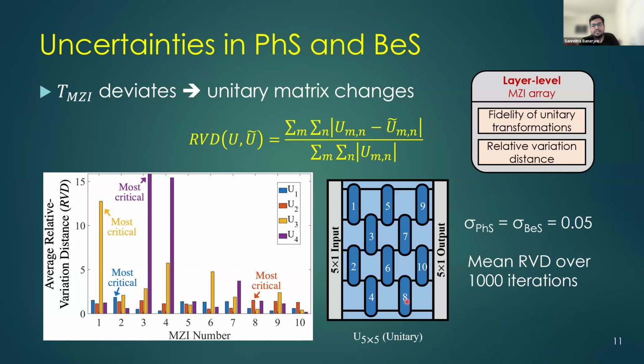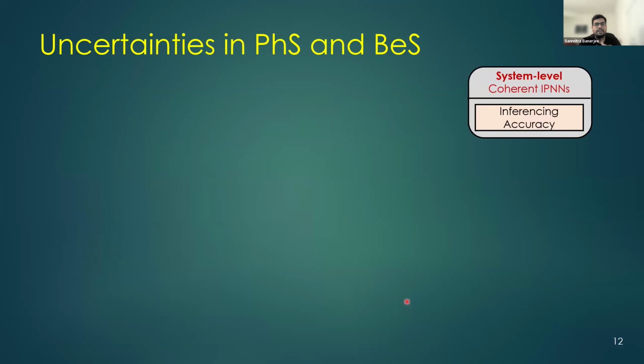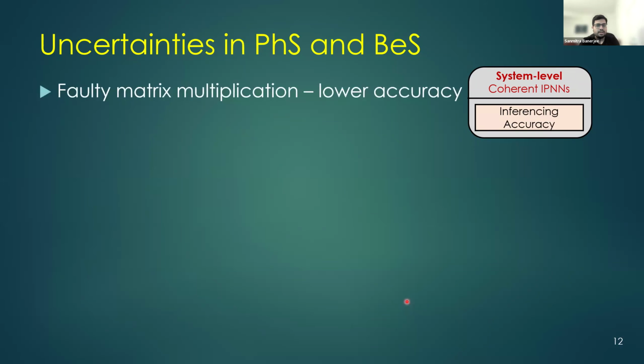From the layer level, if we go to the system level, first we started with phase shifters and beam splitters. Imperfect phase shifters and beam splitters led to imperfect MZIs. Imperfect MZIs led to imperfect unitary transforms. And finally, imperfect unitary transforms will lead to imperfect matrix multiplication and a fall in the inferencing accuracy.